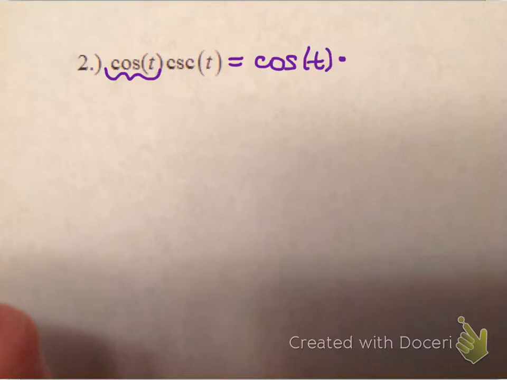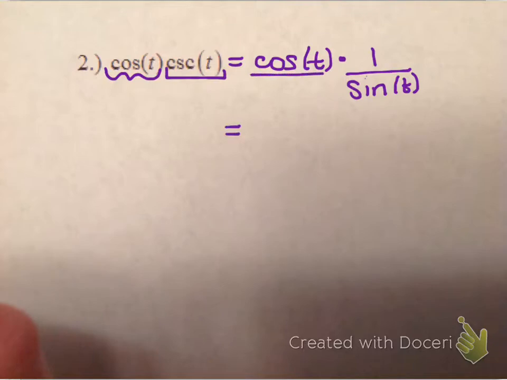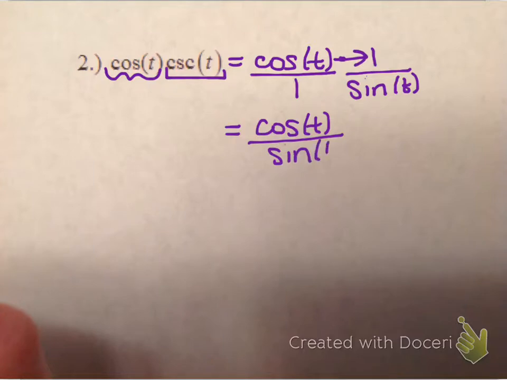But it's being multiplied times cosecant, and cosecant is the reciprocal of sine. So what we could do is rewrite it as 1 over sine. And then those two things would multiply together. Remember that this is cosine of t over 1. So when the two things multiply, the cosine only multiplies to the numerator. So we have cosine of t on top, and sine of t on bottom.